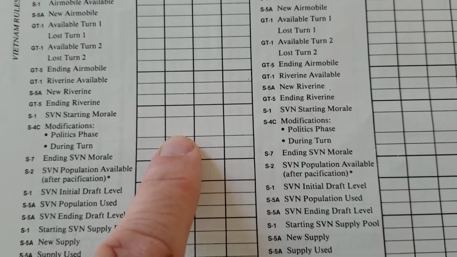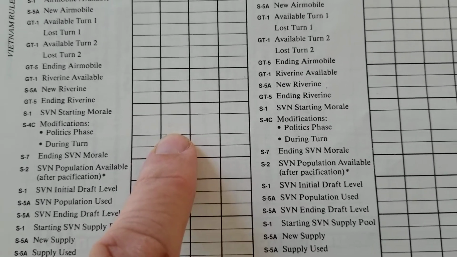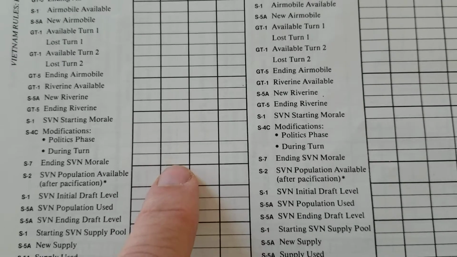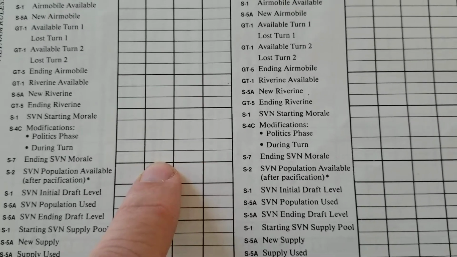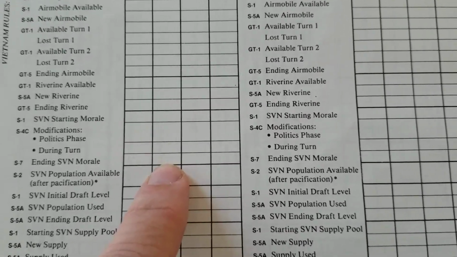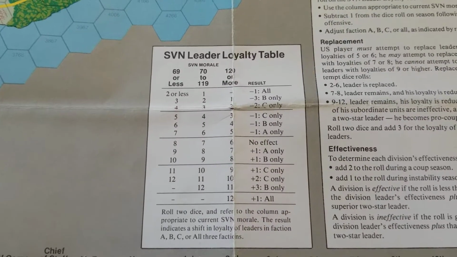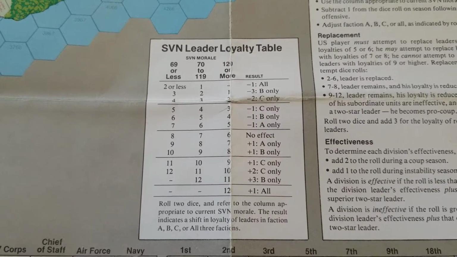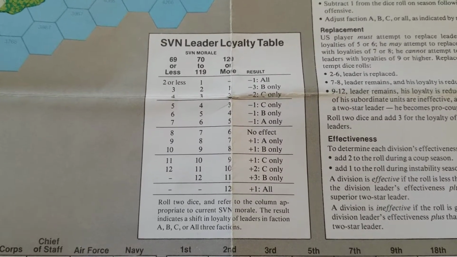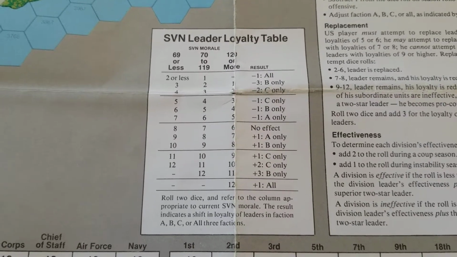So the modifiers that apply during the politics phase are recorded here. You come up with the final South Vietnamese morale for the turn after adding and subtracting the appropriate modifiers. The last step in the South Vietnamese morale segment is to check the loyalty shifts of South Vietnamese leaders.